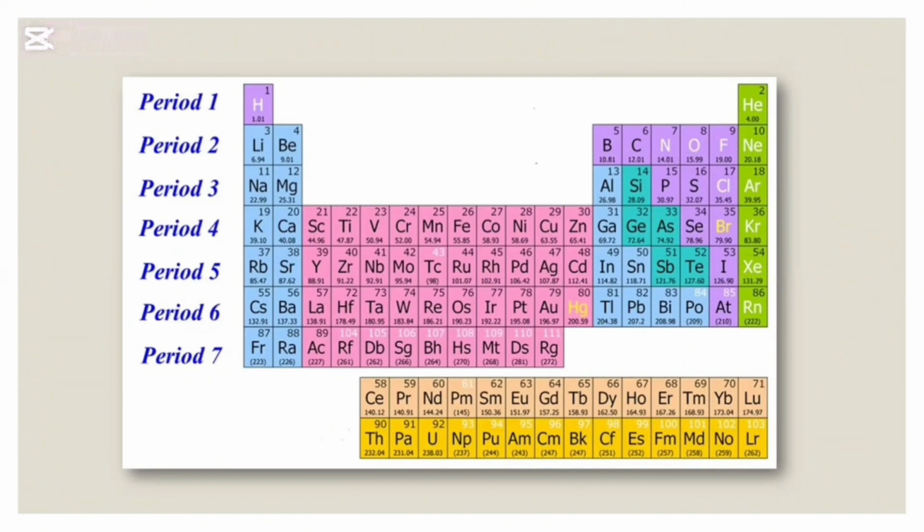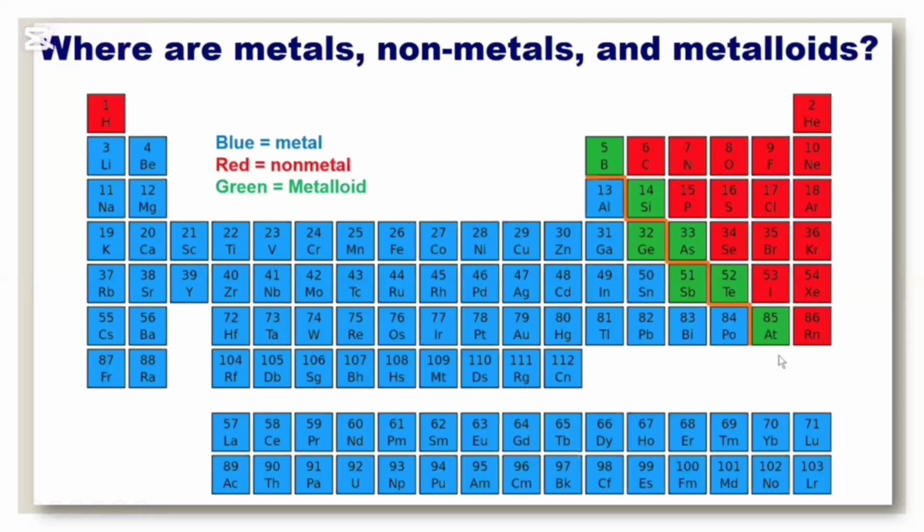There are 7 horizontal rows. This is how these periods are arranged in the periodic table. This is the first period, second period, third period, fourth, fifth, sixth, and there are periods up to 7. All right, now let's talk about how metals, nonmetals, and metalloids are arranged within these periods.